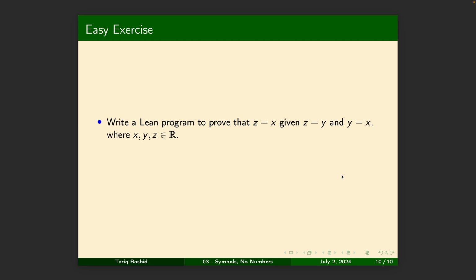Next time we're introducing something new. Next time we'll get Lean to do some algebra for us. So we're just stepping up a little bit. That'll be something exciting to look forward to.